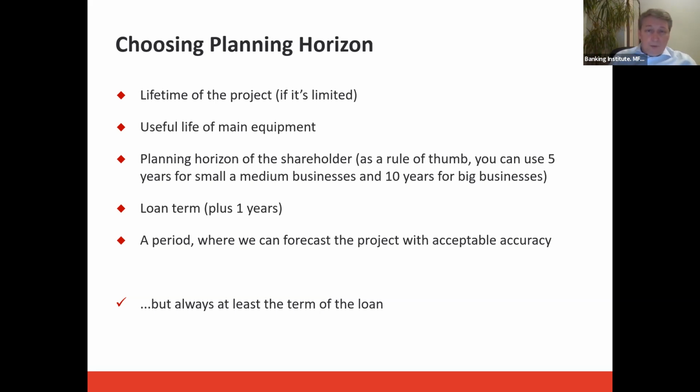And the third possible approach is very simple. If it's a small business, I will plan it for 5 years. If it's bigger, I will plan it for 10 years. Just to make some planning horizon for this model.